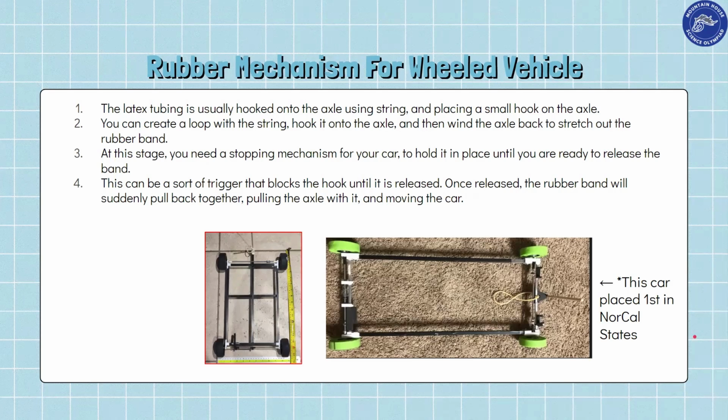The car on the bottom right was our final car for wheeled vehicle, and it placed first in NorCal states. As you can see from our original model, we switched to Bimba wheels and we made the car thinner than it used to be.